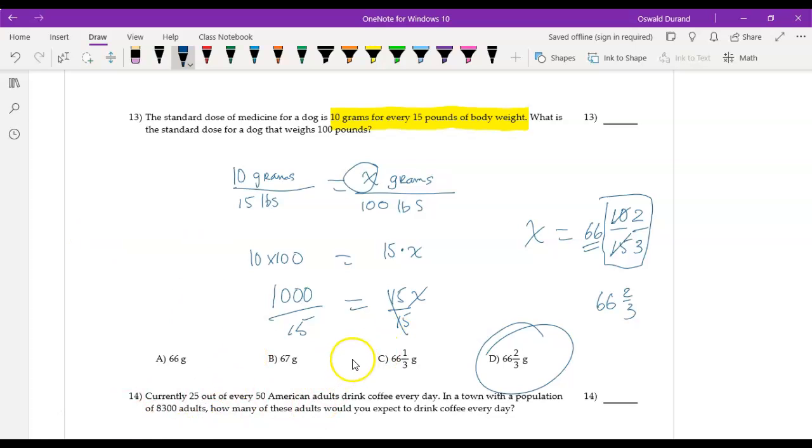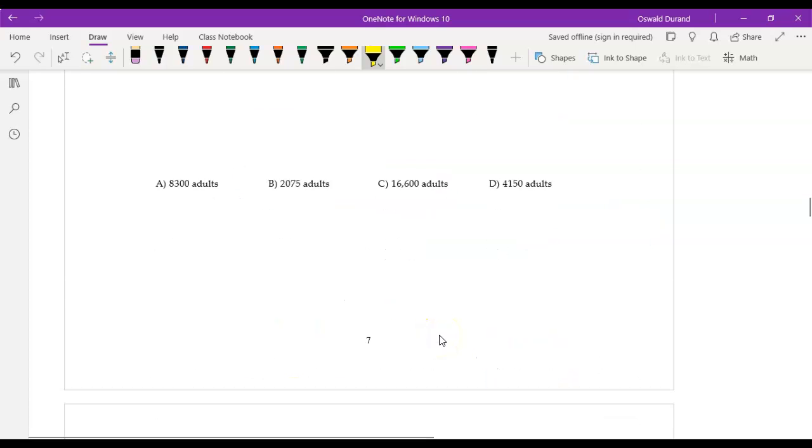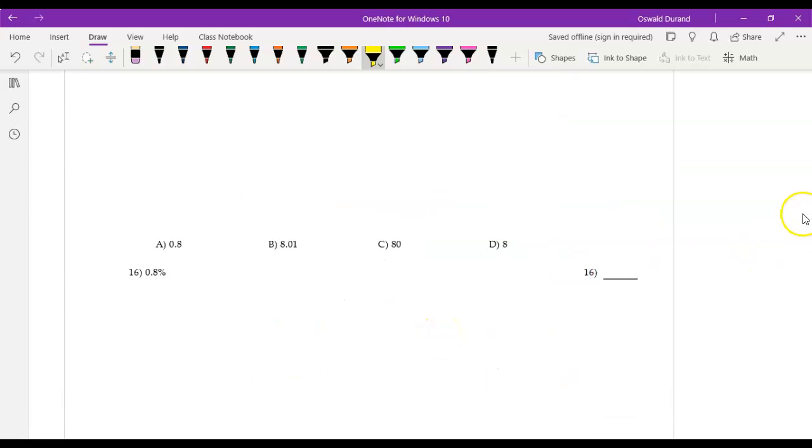The other ones, you're always going to be given some type of ratio. Currently, 25 out of 50 American adults drink coffee every day. Now, in a town of 8,300 adults, how many adults do you expect to drink coffee? Just set up your ratios or proportion, and you go from there. All right, so now let's move on to percentages.